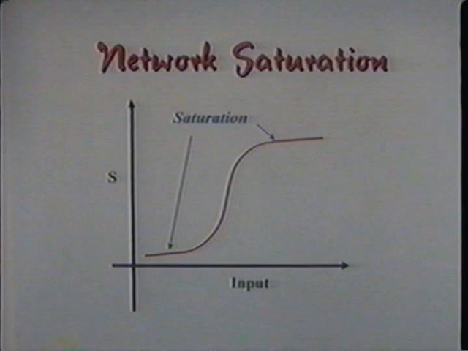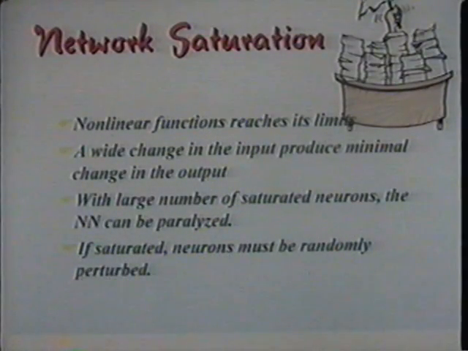Now, is it bad to have the nodes in the saturated region? Not really, unless you have a larger number of neurons than it should be in the saturation region. So what is the rule of thumb? I don't know. Say about 25% of the neurons. You allow up to 25% of the neurons to saturate, and then it should be okay. So let's recap. Saturation is when the nonlinear function reaches its limit, either upper or lower limit. And in this case, a wide change in the input produces minimal or no change in the output.